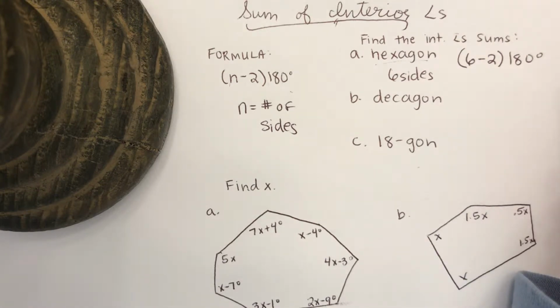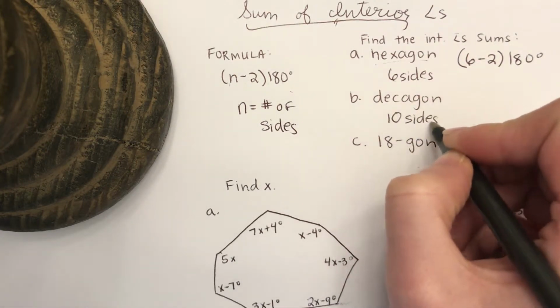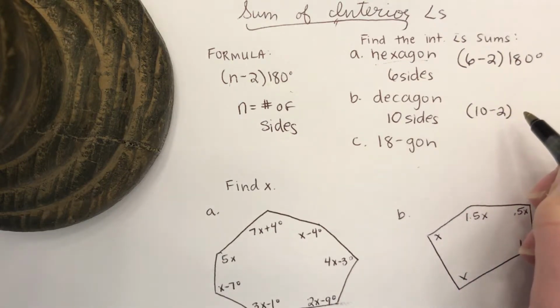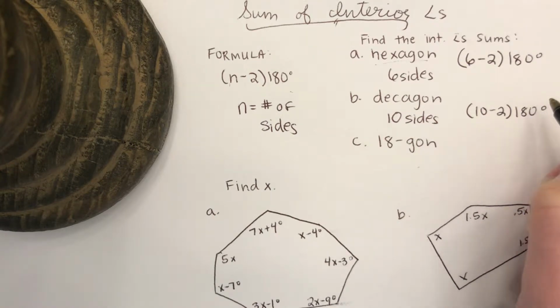So 6 minus 2 is 4, and then once we multiply that by 180 degrees, that's going to give us 720. So that's going to be the total of all 6 of those angles being added together. A decagon has 10 sides. So again, plugging that into the formula, 10 minus 2, which gives us 8. And then we're going to take that and multiply it by 180. And that'll give us a total of 1,440.